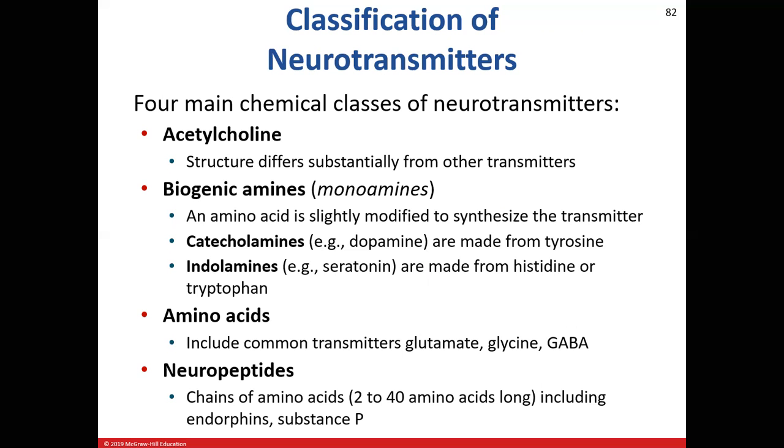We also have biogenic amines, and this is an amino acid that's slightly modified to synthesize the transmitter. Examples would be catecholamines, such as dopamine. These are made from tyrosine. And then we have indolamines, such as serotonin, which are made from histidine or tryptophan. Amino acids are another chemical class. These include common neurotransmitters called glutamate, glycine, and GABA. And then we also have our neuropeptides, and these are chains of amino acids, approximately 2 to 40 amino acids long, that include endorphins and substance P.